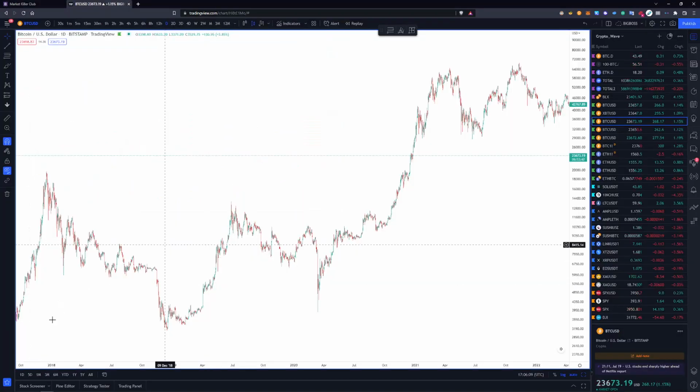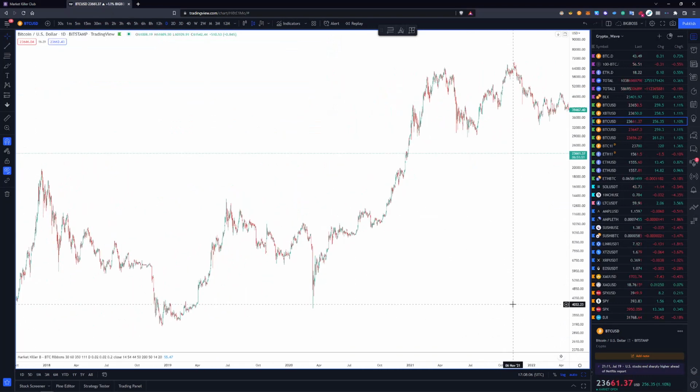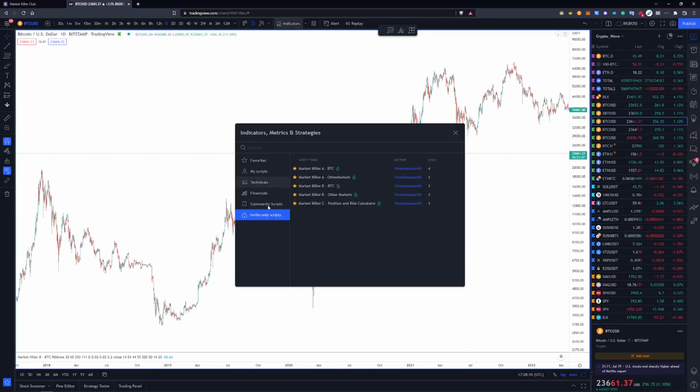So here we have the Bitcoin chart from October 2017 almost into today. Let's add the indicators into the chart. Once you have access to the indicators, you would go here to the indicators window, you would select invite only scripts and you would choose Market Killer A, Market Killer B and Market Killer C. For now, let's start with Market Killer A and then we'll move on into Market Killer B and Market Killer C.